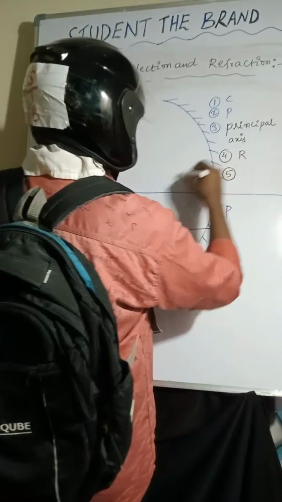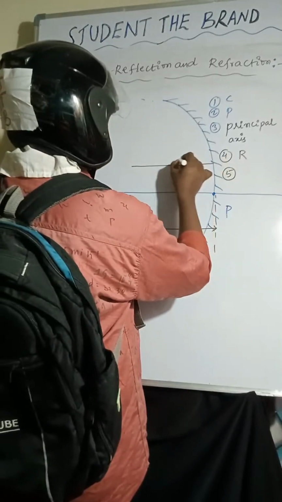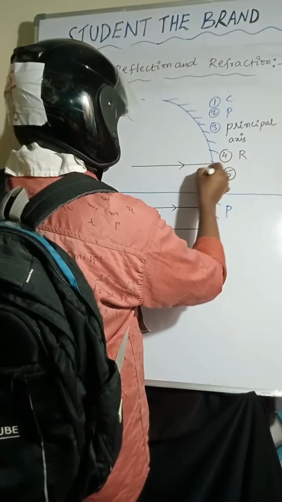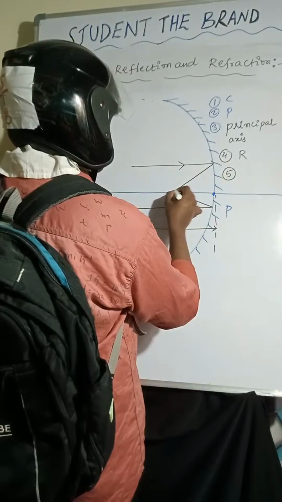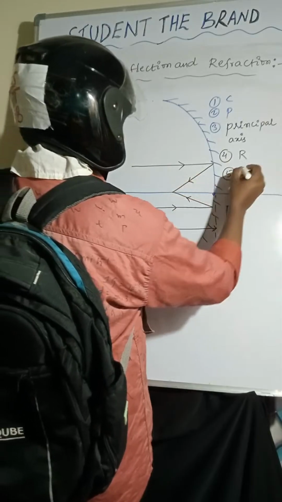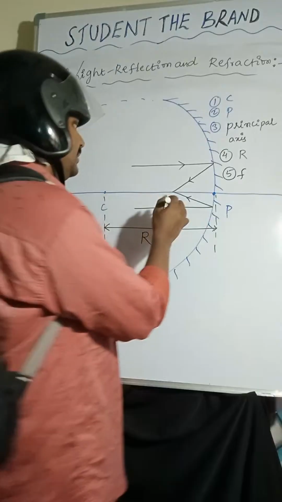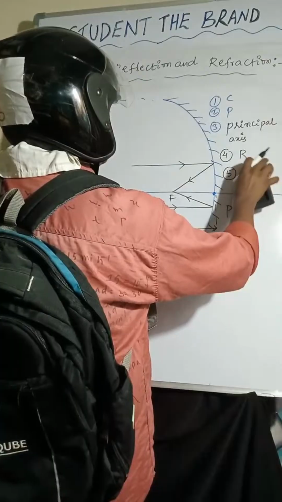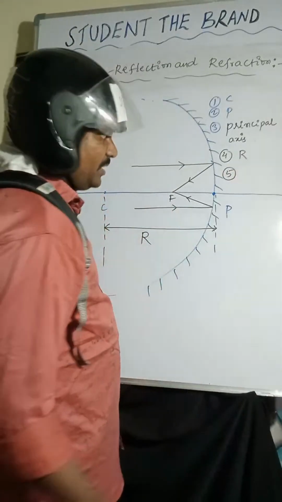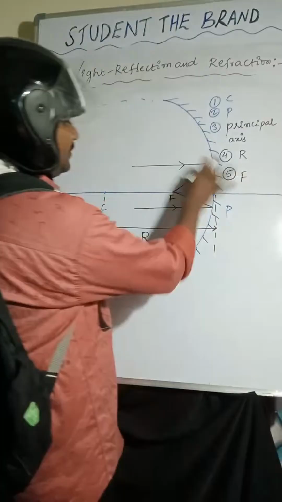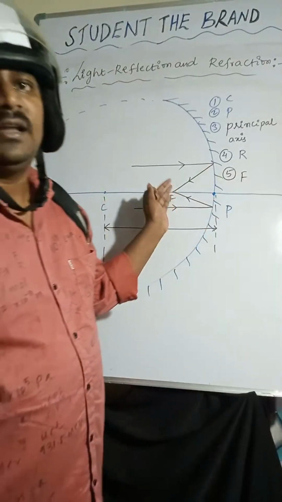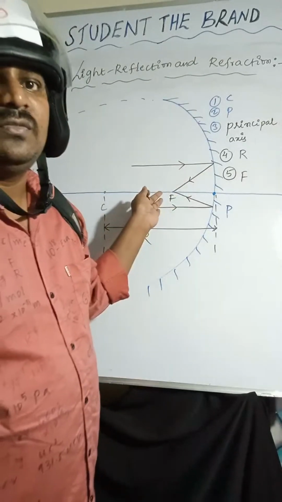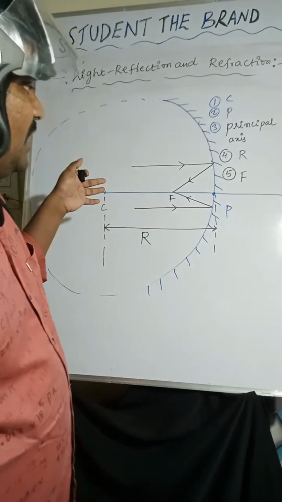And coming to the fifth one, after reflection, light rays are meeting at one point on the principal axis. That point is called focus, principal focus, simply called focus.